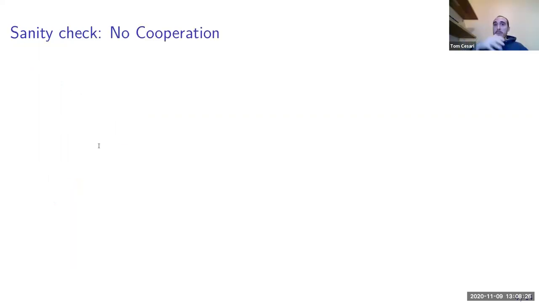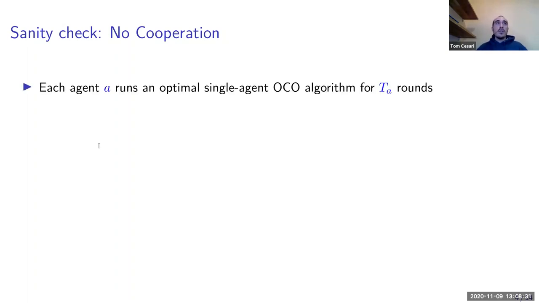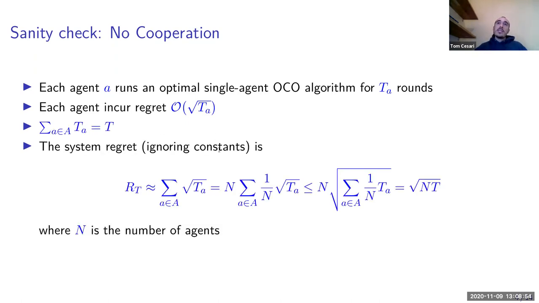So just a quick sanity check to establish a benchmark on what we could expect from cooperation, which is what happens if you don't cooperate at all. Let's say that each of the agents in your network is running their favorite optimal single agent online convex optimization algorithm for a certain number of rounds. And let's say that T is deterministic, just to make things simpler. Each one of them will suffer a regret which is of the order of square root of the number of times that they played. Since this is a partition of all the time steps, a simple Jensen inequality tells you that if there's no cooperation, you would at least expect to get a square root of T bound that scales with the number of agents.